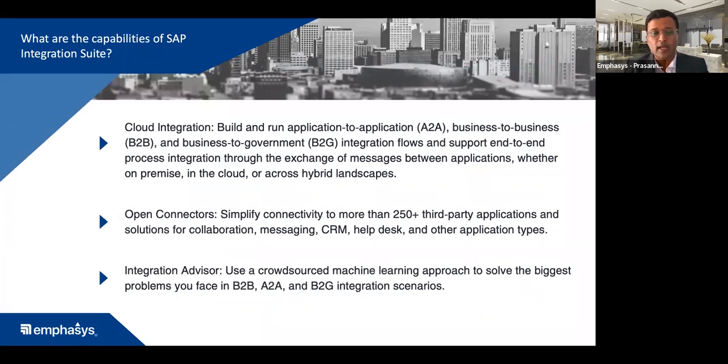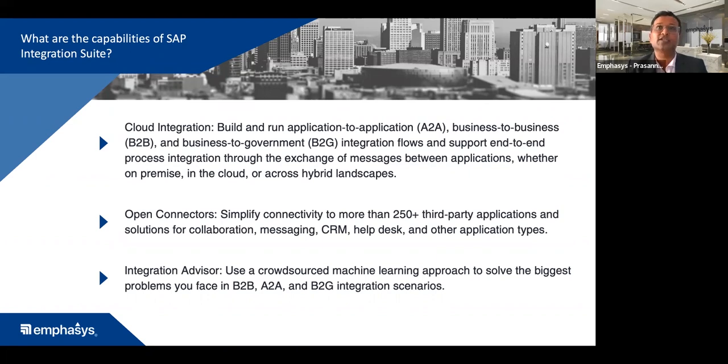One of the core capabilities here is the cloud integration, which was earlier known as CPI. This is where you can build your integration flows by making use of the pre-built content. We can also deploy security artifacts here, monitor the integration flows, deploy certificates, etc. This is the core capability, which is supported by open connectors.